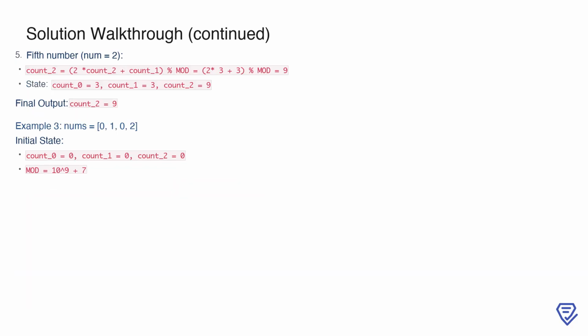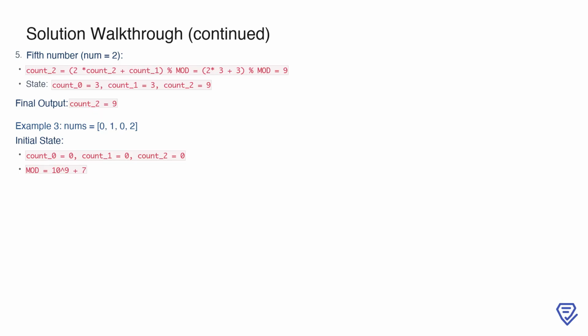Now we process the fifth and final number in this example, which is another 2. Using the same formula for 2, count_2 equals 2 * count_2 + count_1 % mod, and substituting the current values of count_2 and count_1, we compute count_2 equals 9. This means that by the end of this sequence, there are 9 special subsequences, and the final output for nums equals 0, 0, 1, 2, 2, is count_2 equals 9.